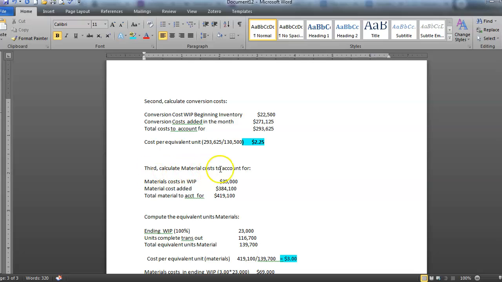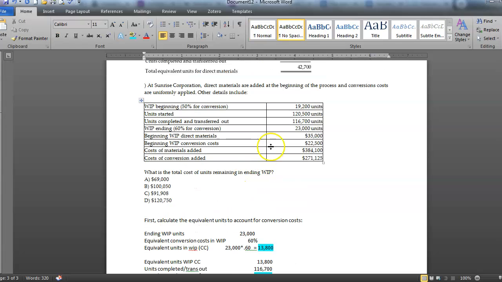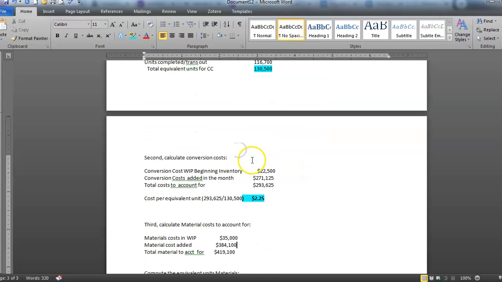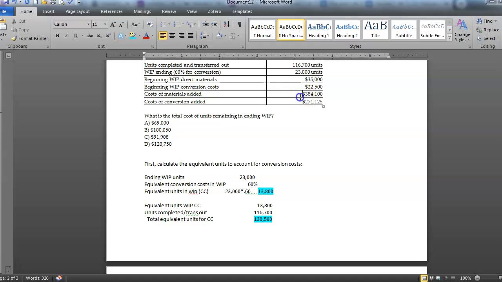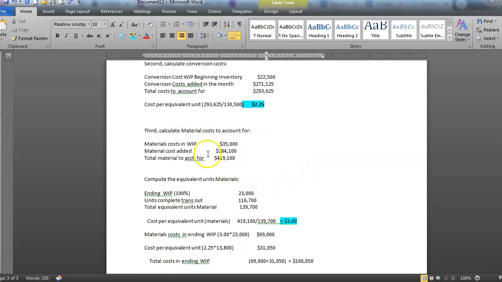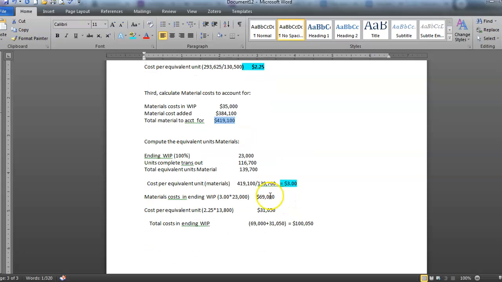Let's think about how to compute our material costs. We have already been given our material costs in work in process, and that's given here, 35,000. And we've also been given the total cost of materials added in the month of $384,100. So just adding those two together gives us our total material to account for in dollars. Very important information. But then we have to compute our equivalent units.